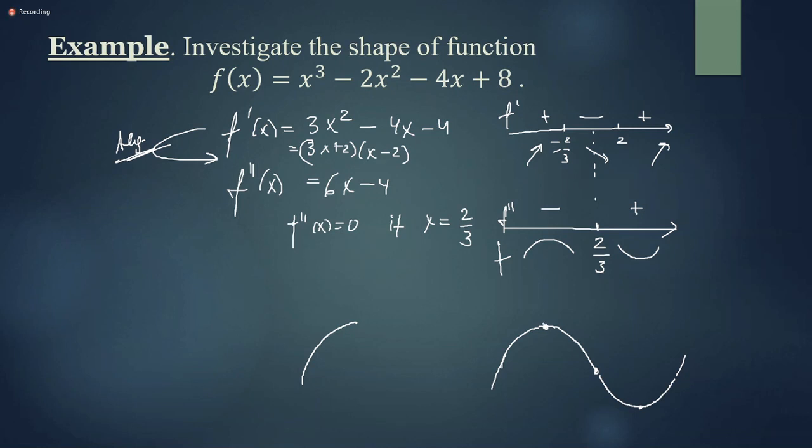I don't know the exact coordinates of these points. In other words, I don't know the y coordinates. I do know the x coordinates. This is at x equals minus 2/3, this is at x equals 2/3, and this is at x equals 2. I simply don't know the height, the y values, but the shape is pretty clear now. Now we understand the general shape of this function.